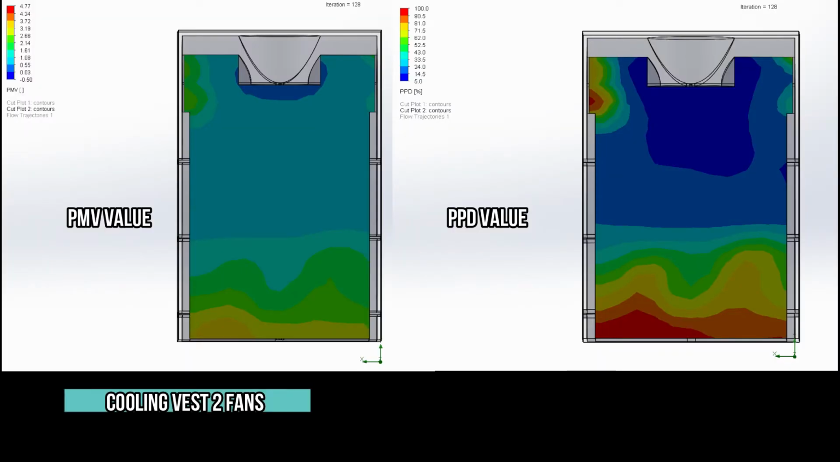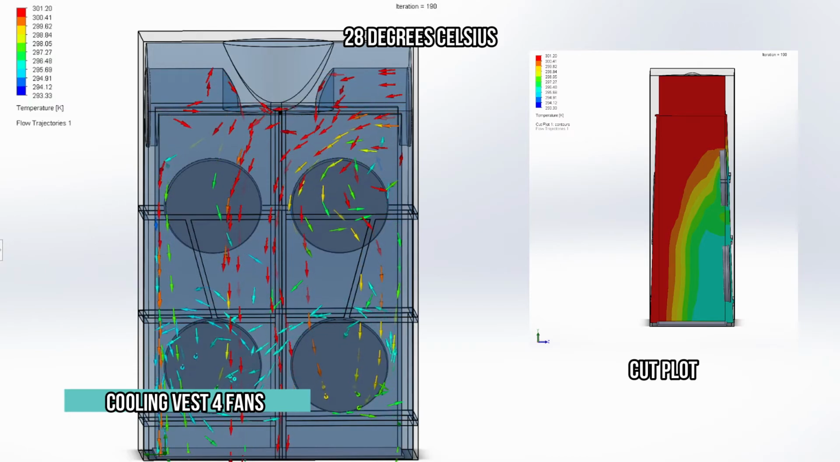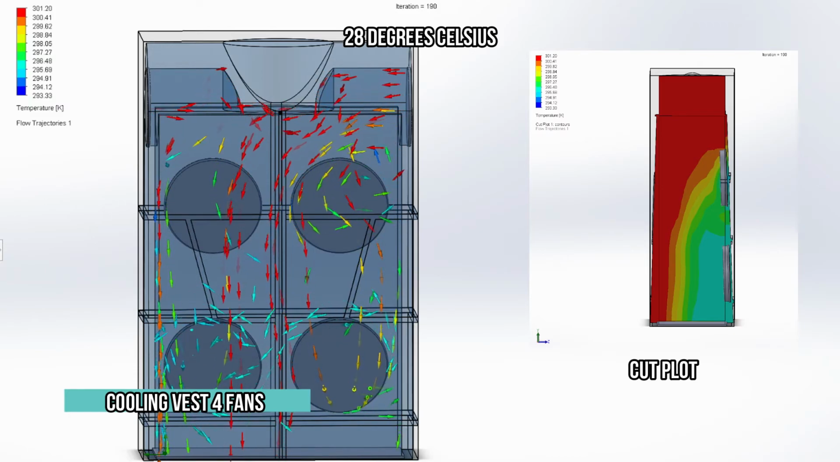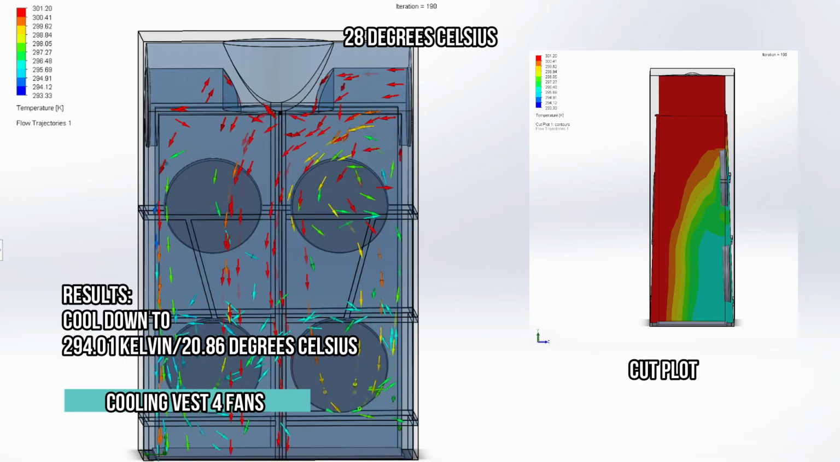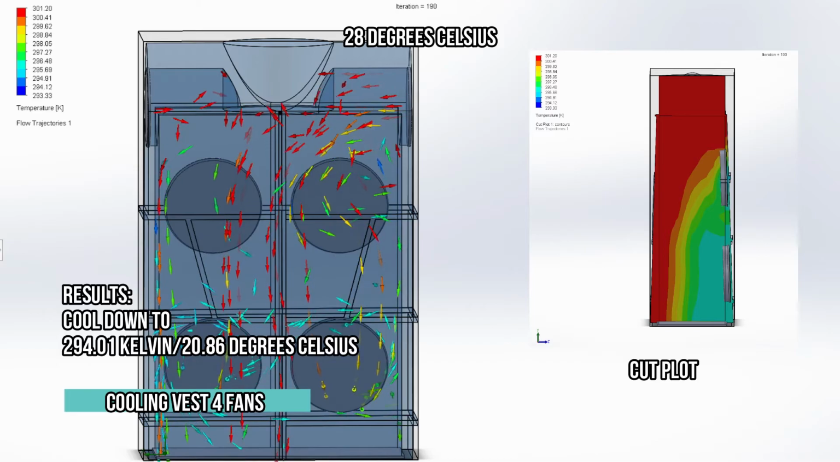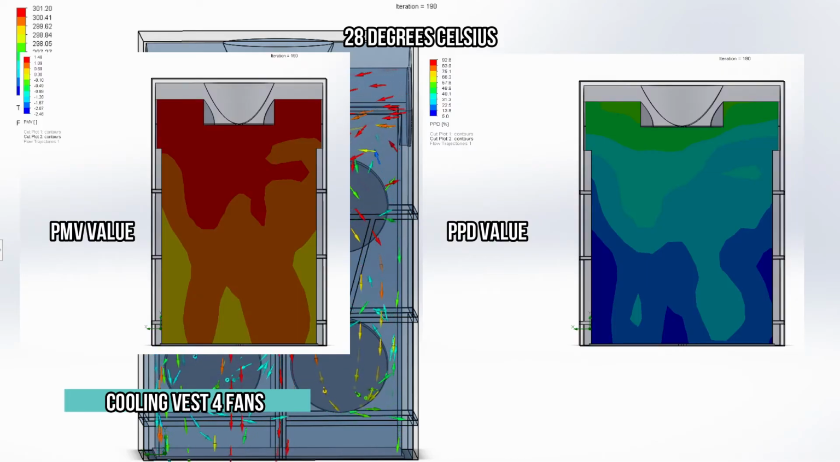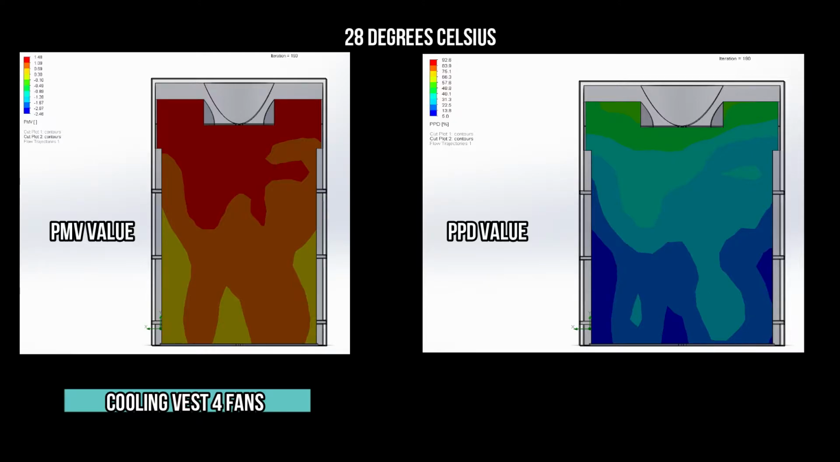Now, let's see the simulation analysis on the cooling vest equipped with 4 fans on the 3 stated temperatures. First is the 28 degrees Celsius. This is the preview of the airflow of the cooling vest and the cut plot of the cooling vest. It was able to cool down to 294.01 Kelvin or 20.86 degrees Celsius. This is the PMV and PPD value.